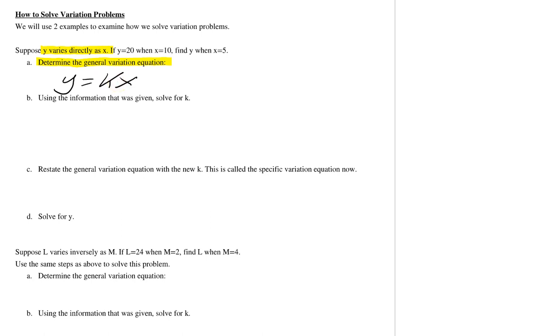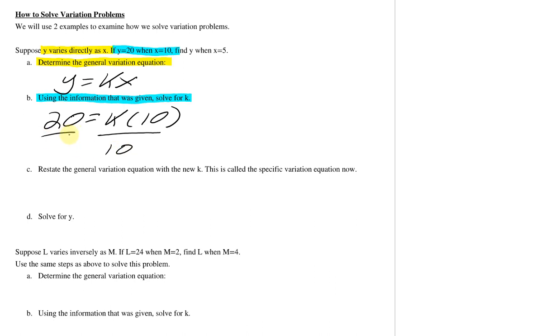Next it says, using the information that was given, solve for k. So this is going to line up to this next part of the problem. If y equals 20 when x equals 10, that's telling you how the quantities relate to one another so that you can solve for k. So I'm going to replace the y with a 20. I'll leave the k alone, and then my x will equal 10. Now I just have to solve for this. To do this, you would just divide each side by 10. So I would get that my k equals 2.